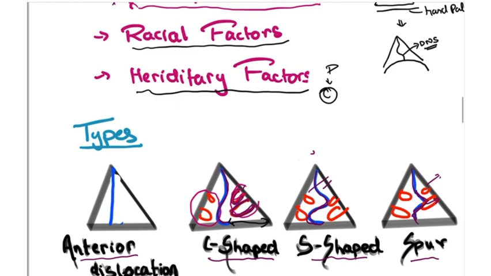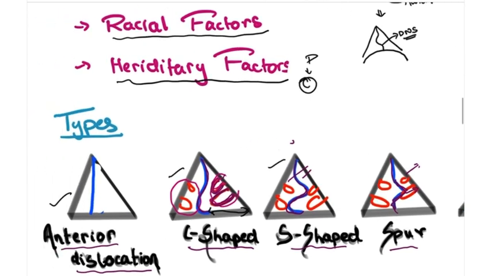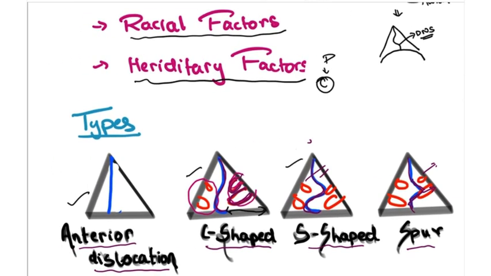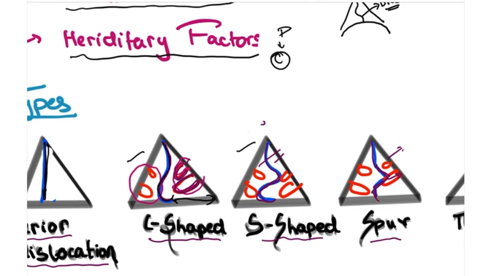Now we have types. We have anterior dislocation, C-shaped, S-shaped, spur and thickening. In anterior dislocation, as you see, it is just dislocated, either towards the right or the left side. In C-shaped, the septum is in the form of a C, and here you will see compensatory hypertrophy of the turbinates. In compensatory hypertrophy, these turbinates are going to grow more on the side in which there is more space, and this will lead to nasal obstruction.